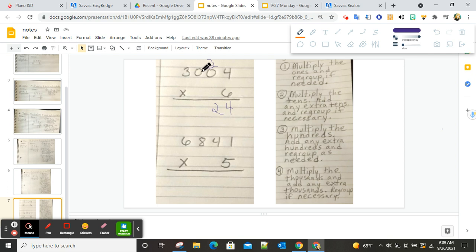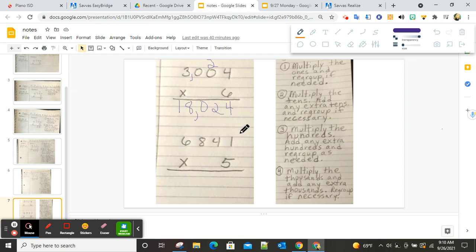6 times 0 is 0. I don't have any numbers to regroup, so a 0 goes into my hundreds place value in the product. Final step, 6 times 3. 6 times 3 is 18. Now, since I don't have any further numbers to multiply, I write down both the 8 and the 1. So my final answer in this one is 18,024. You can put a comma in to help you read the number correctly, but it is not wrong if you leave the comma off.